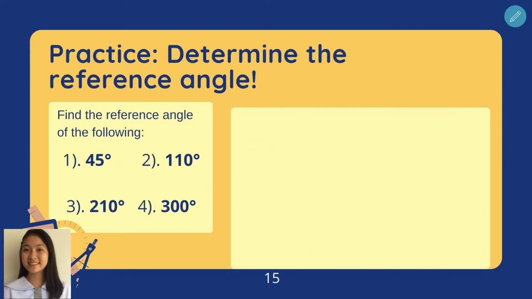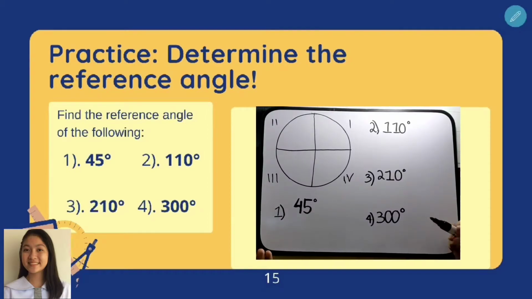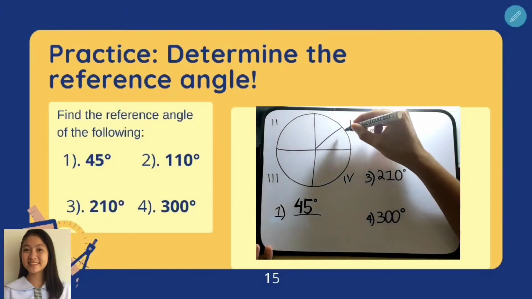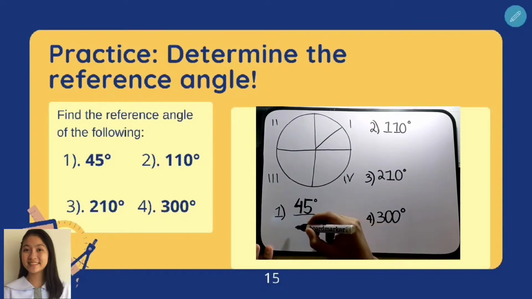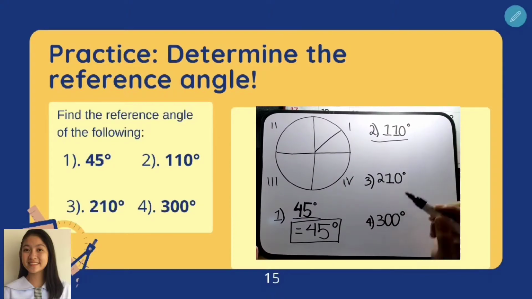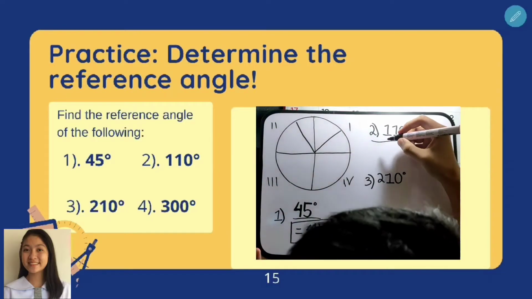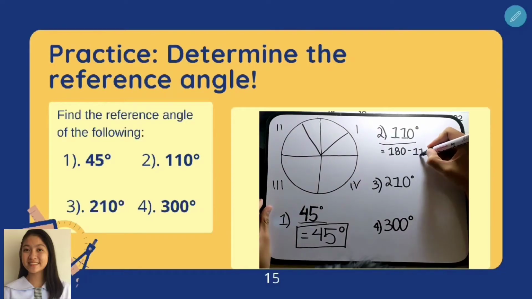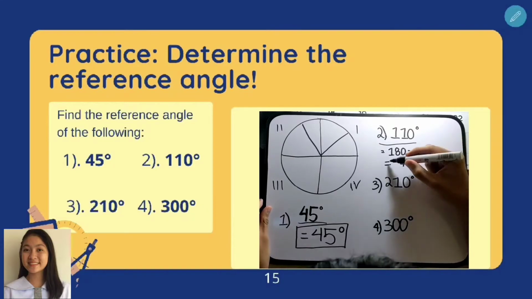Let's have some practice. Determine the reference angle of the following: 45 degrees, 110 degrees, 210 degrees, and 300 degrees. Example number 1. We need to determine the reference angle of 45 degrees. Since 45 degrees is in quadrant 1, our reference angle is also 45 degrees. Next, we have to find 110 degrees. If our given angle is 110 degrees, then its reference angle is 180 degrees minus 110 degrees, and we will have a reference angle of 70 degrees.